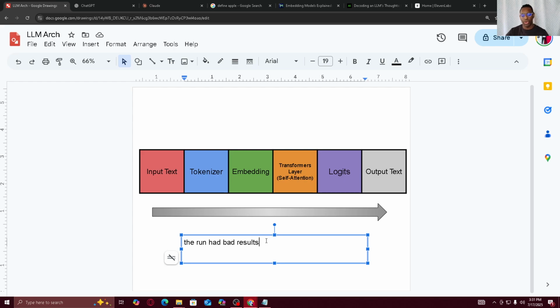But you see how earlier my first sentence was the run is bad? Adding the word results clarifies it's probably an experiment. But if I remove the word, the run was bad, even you and I are guessing, so the model's going to guess as well. This is what the transformer layer does. It figures out, and then the word bad can actually mean a good thing sometimes. Like, oh man, you're so bad.